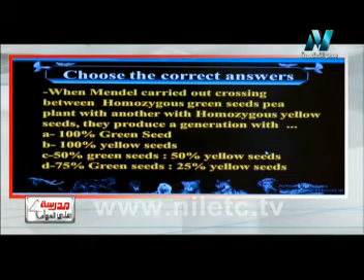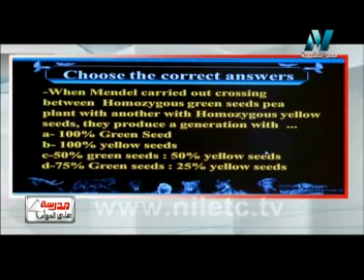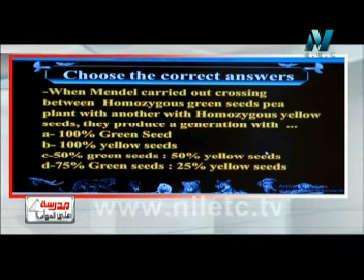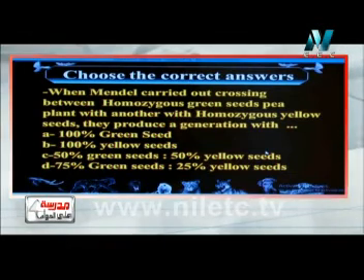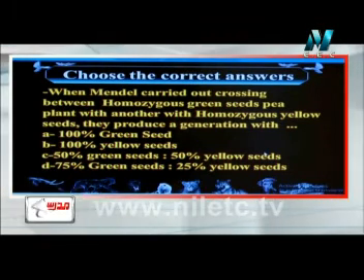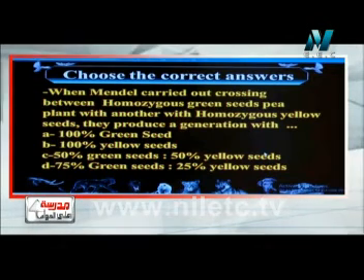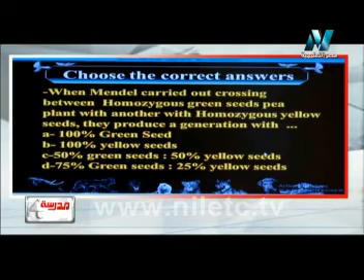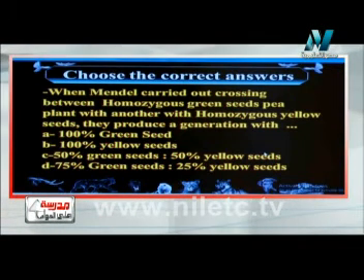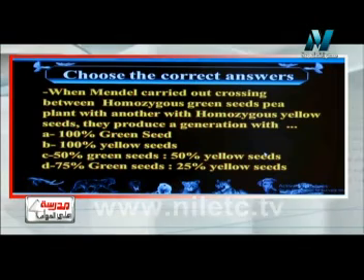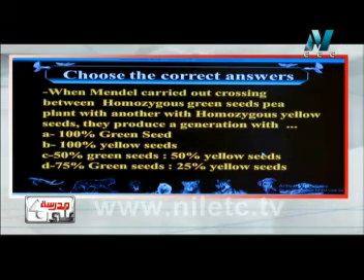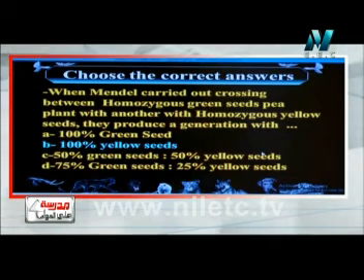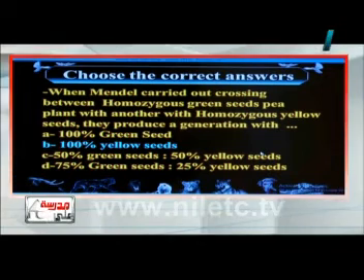When Mendel carried out crossing between homozygous green seeds pea plants with homozygous yellow seeds, they produce a generation with: A, 100% green seeds; B, 100% yellow seeds; C, 50% green and 50% yellow; and the last choice, 75% green, 25% yellow. So the correct answer is 100% yellow seeds, because we know that the yellow seeds in pea plant are dominant over the green.